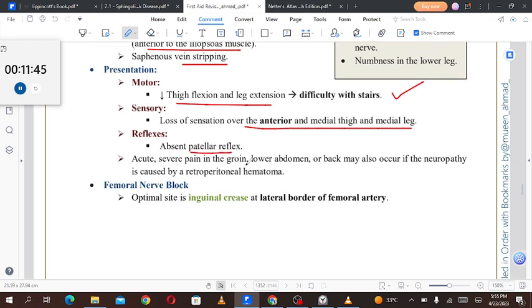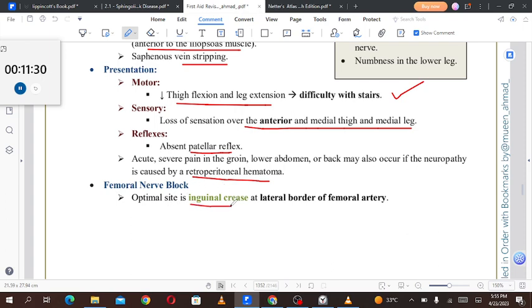Acute severe pain in the groin, lower abdomen, or back may also occur if the neuropathy is caused by the retroperitoneal hematoma.